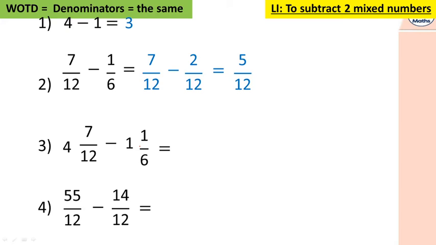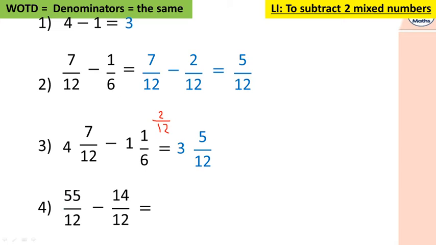The next one, slightly different again because we've got our mixed numbers. So we've got our 4 minus 1, which is 3, and then we've converted this 1/6 into 12, so 6 times 2 is 12. Whatever you do to the bottom, you do to the top. 1 times 2 is 2, so we have 7/12 minus 2/12, which is 5/12. So the answer is 3 and 5/12.